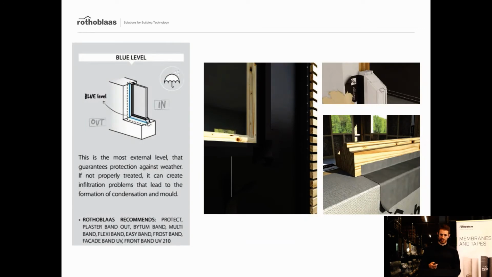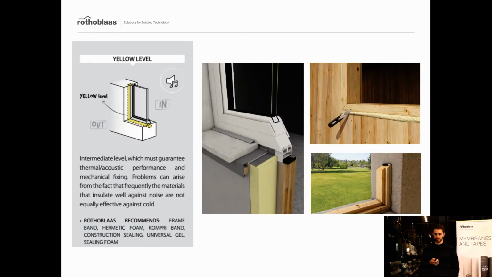So these are just examples of how you can achieve these 3 levels of protection. For example, on the outside, you have a membrane that covers your window completely, so that air and water cannot get through. Of course, this membrane has to be continuous with the other membranes in your building, so that you make sure continuity is there, and it is very important.